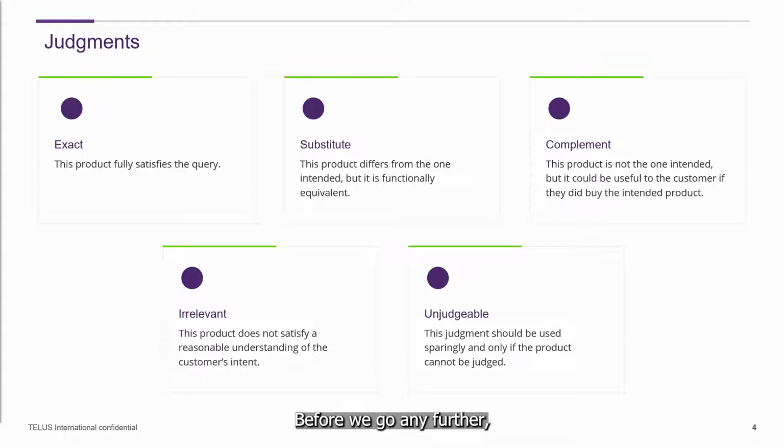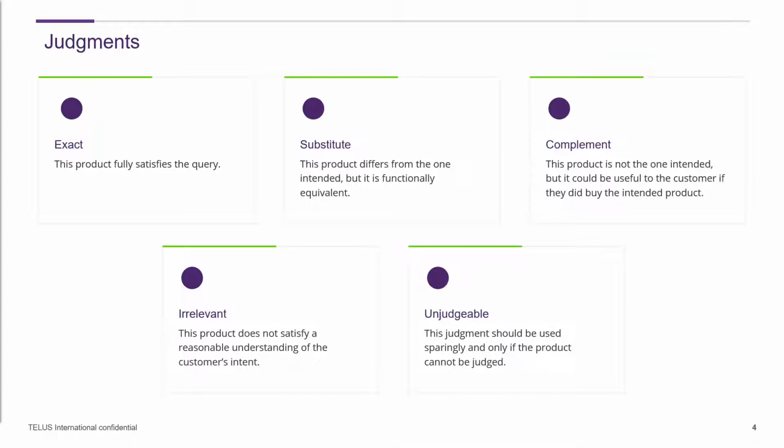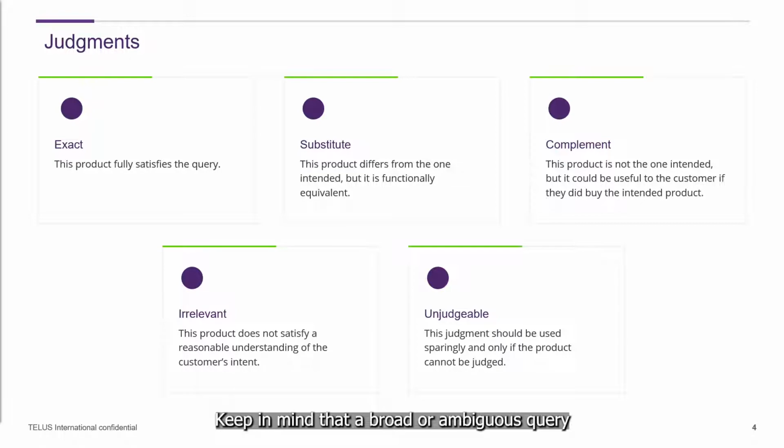Before we go any further, we need to define the judgment scale you'll be using. There are 5 judgments: exact, substitute, complement, irrelevant, and unjudgeable. Exact is used for products that fully satisfy the search query. Keep in mind that a broad or ambiguous query may be satisfied by a diverse set of products, and a very specific query will only be satisfied if the product matches all the characteristics included in the query.